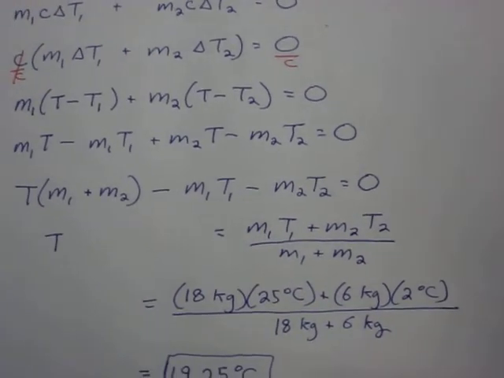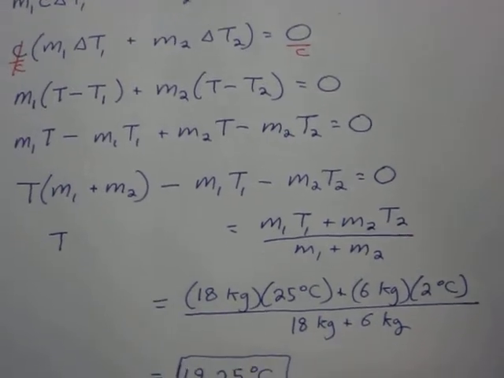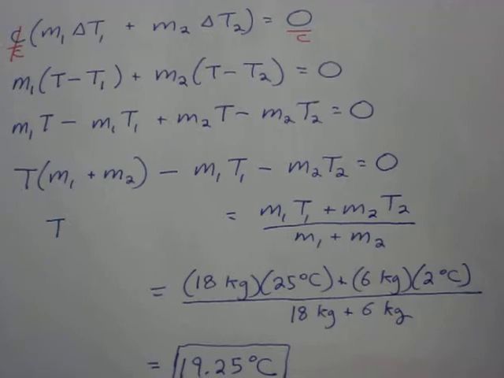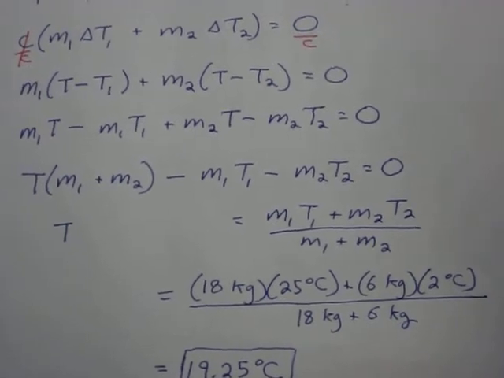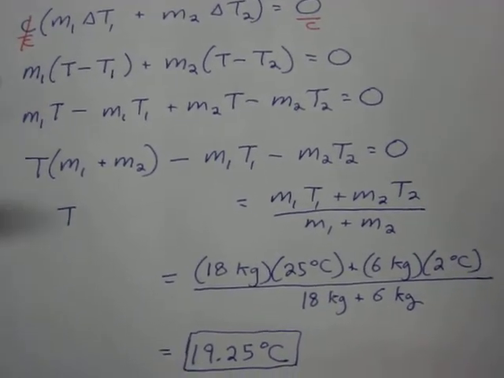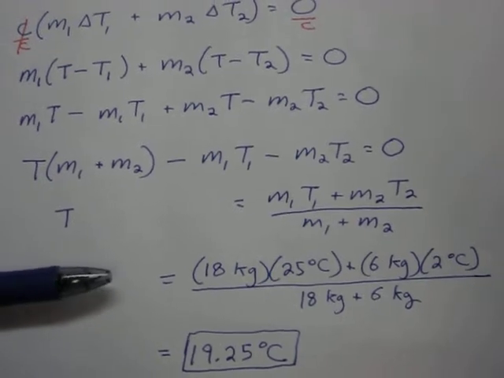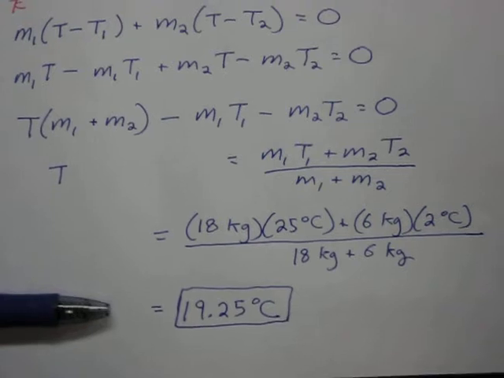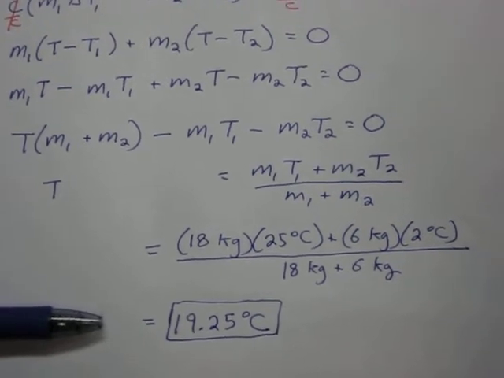This is what I showed you in class. It looks very much like a center of mass calculation that we did earlier in the semester, except replacing the x's with t's. We plug in the given information, and we get a final temperature of 19.25 degrees Celsius.